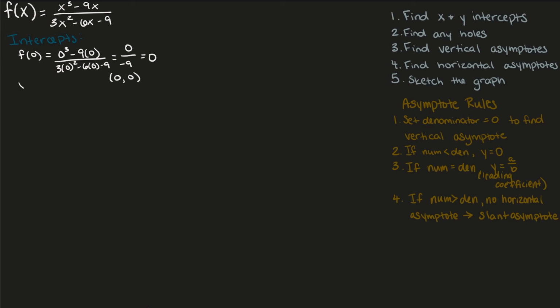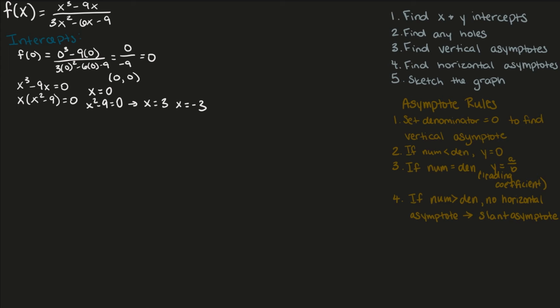For our x-intercept, we'll set our numerator equal to 0. We can factor out an x, so we want to do that. We have x times x squared minus 9 equals 0. So x equals 0 and x squared minus 9 equals 0. Solving for x here gives us x equals positive 3 and x equals negative 3. And those are our intercepts.